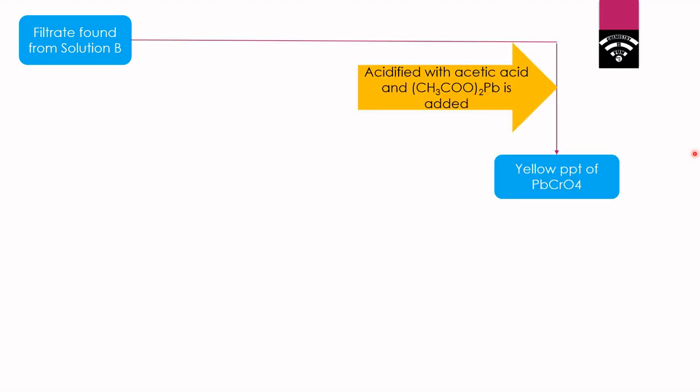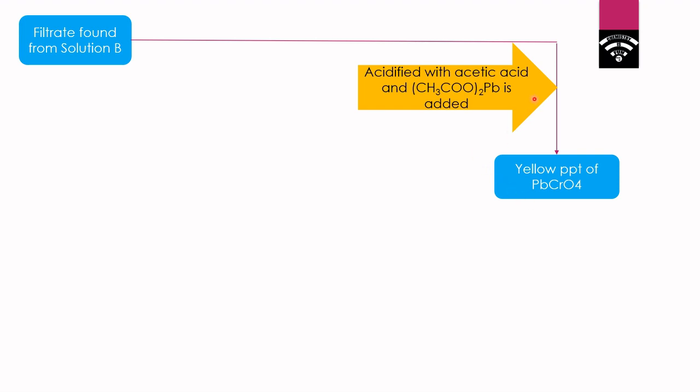Then we start with the filtrate from solution B. The filtrate will contain the chromate ion or aluminum+3 ion. First we acidify the filtrate with acetic acid, and then lead acetate is added to it. If we find a yellow precipitate, we can confirm that chromium is present in the solution, and the yellow precipitate is lead chromate.